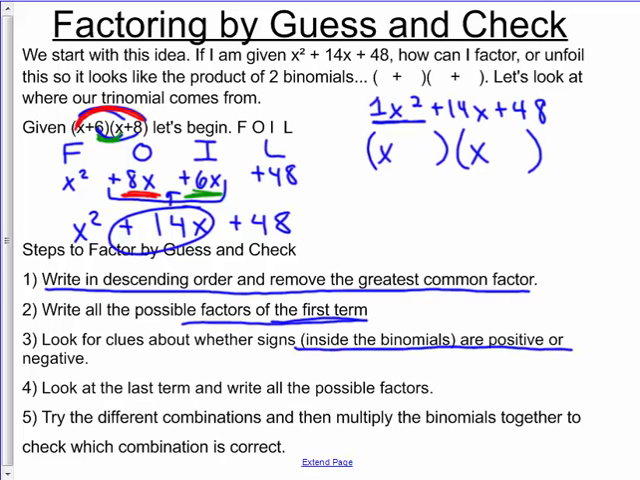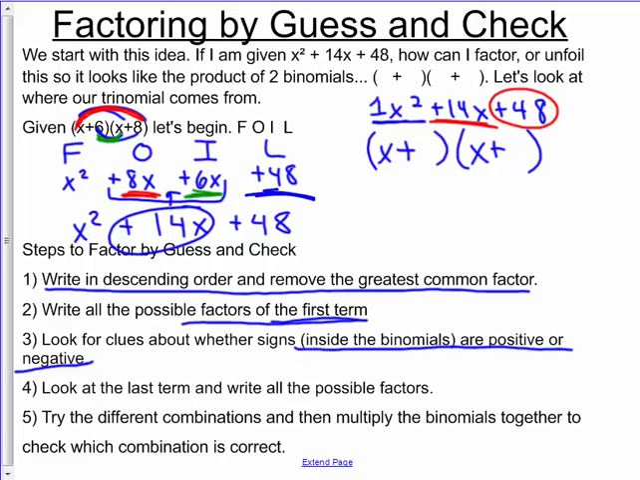For all the ones today, it's always going to be x and x. Now, in number 3, it says I look for clues about whether the signs inside the binomials are positive or negative. I look at the first thing, the 48. It's a positive 48. Remember, where did I get the 48 from? That was from 6 and 8. So how do I get a positive 48? Either it's two negatives multiplied together to give you a positive, or two positives. Which one is it? I look at the middle term, 14x. That's a positive, so it has to be two positives.